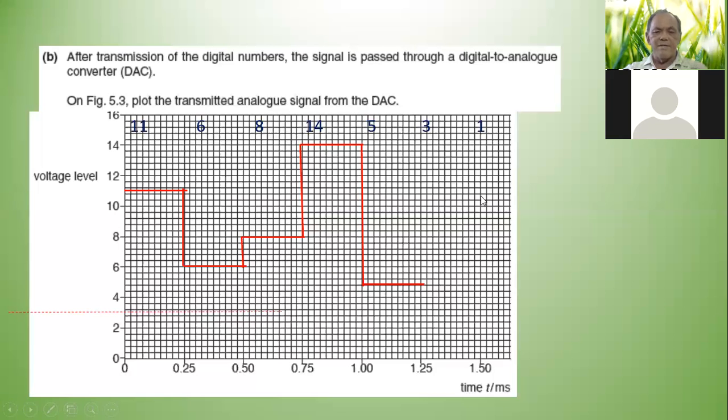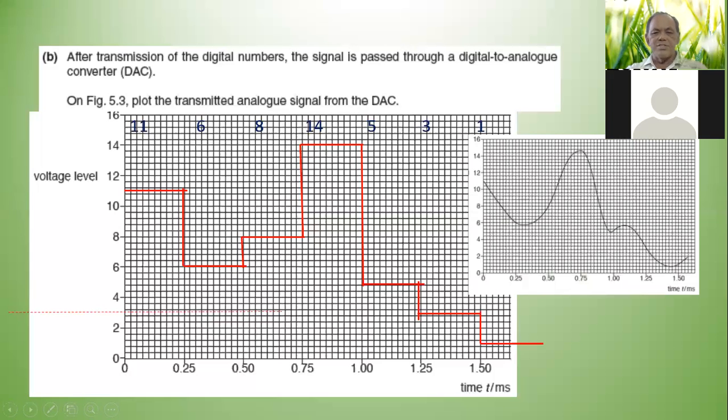And the next one is 5. There is 3. There is 1. So that's what we get. Right? That's the original signal. You see that we missed this part out. Okay. We have missed out.